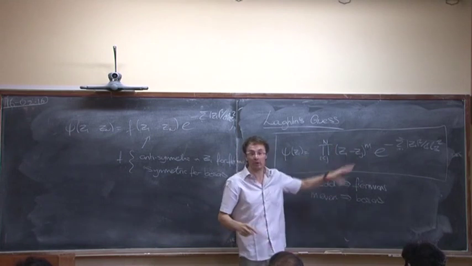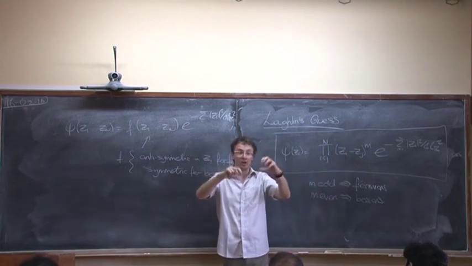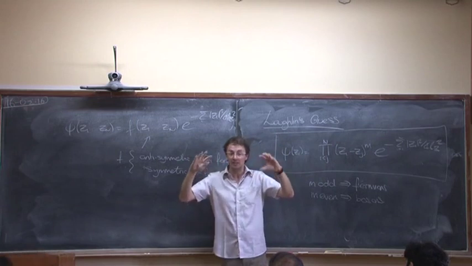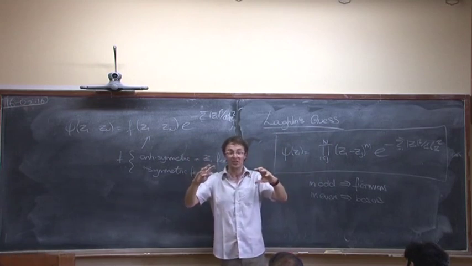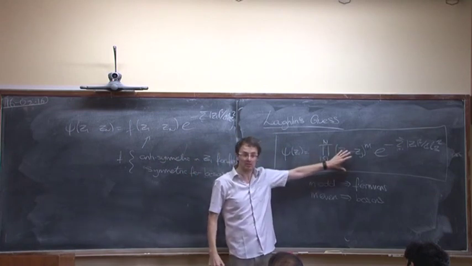Or if I was to take this wave function and consider it on a spatial torus, or a manifold of different genus, then there's a number of ground states that appear that depends on the topology of that manifold, and that's captured in this.